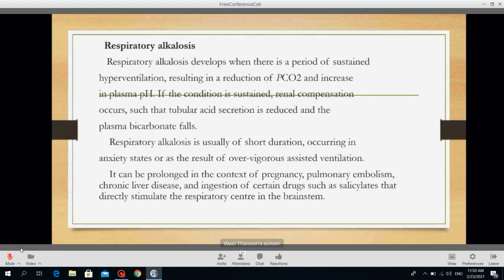Respiratory alkalosis is the opposite of acidosis; there is more wash of the CO2. There is hyperventilation for a long time. Sometimes a patient presents hyperventilating for a long time due to anxiety or conversion disorders, such as panic attacks, resulting in the wash of PCO2 and increase in plasma pH.